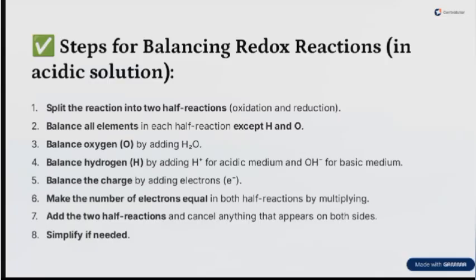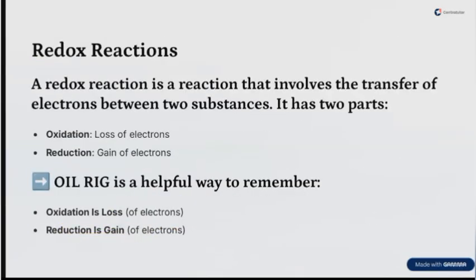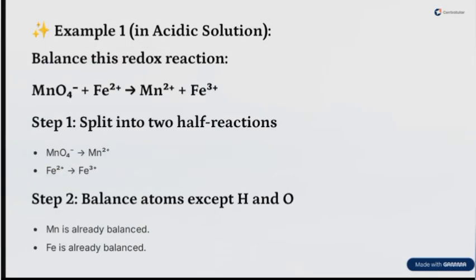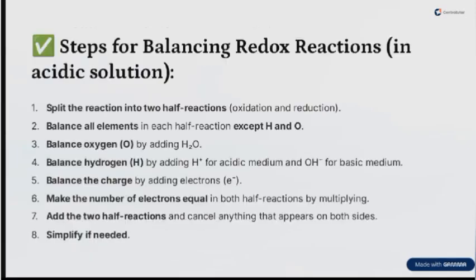The next one after that is balancing the charge by adding electrons. The next thing is making the number of electrons equal in both half reactions by multiplying. We'll see what these things mean. Then after that, we will add both reactions, then simplify if needed. So now let's move on to an example, so we'll see how these things apply. We'll be coming back to these steps so that we can see how each of the steps applies.